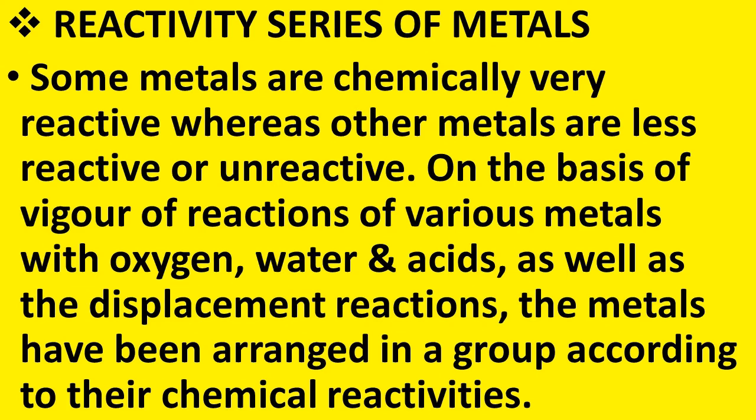Some metals are chemically very reactive, whereas other metals are less reactive or unreactive. See students, in this chapter when we discuss the chemical properties of metals, very often we have used more reactive metals, less reactive metals, etc. Then how can we come to know which metal is more reactive and which metal is less reactive? On the basis of the vigor of the reactions of various metals with oxygen, water and acids, as well as the displacement reactions, the metals have been arranged in a group according to their chemical reactivities.